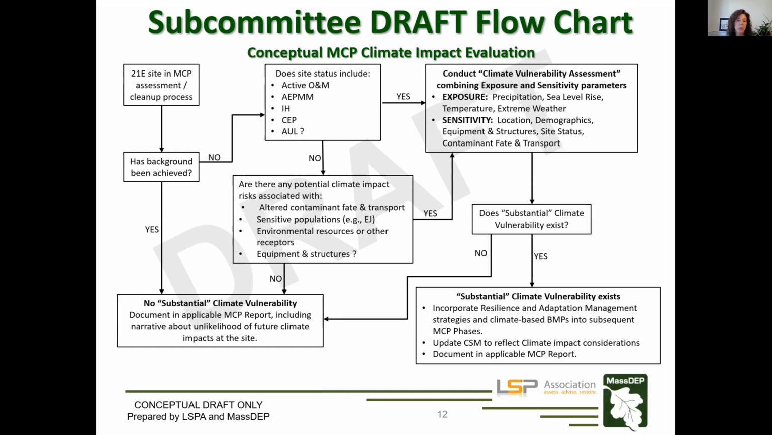The middle is where you have to make some decisions about what the status of the site is, what types of risks are there. If you look at the middle box about sensitive populations, environmental resources, contaminant state and transport, et cetera, and making certain decisions about whether those are vulnerable or not. And if the answer is yes, you end up on the right side of the chart. And the right side of the chart evaluates exposure and sensitivity to get at vulnerability of the site. And that's the meat of the checklist that we're going to go through for the rest of the presentation.